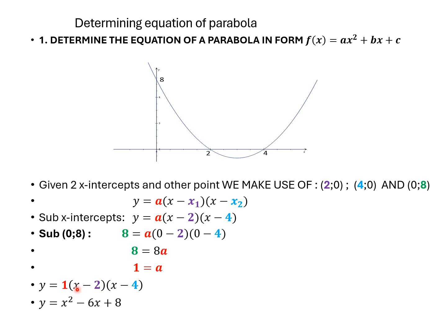Right, we multiply out. x times x is x squared. Minus 2x, the two closest multiplied, and the two furthest, minus 4x. So minus 4x minus 2x gives me minus 6x. Negative times negative gives me positive. 2 times 4 gives me 8. So my equation reads y equal x squared minus 6x plus 8.